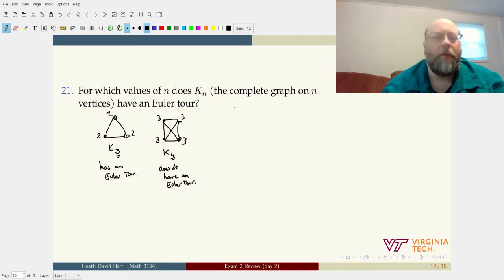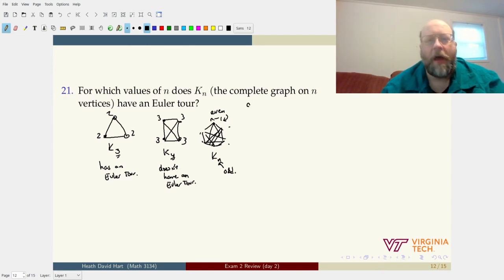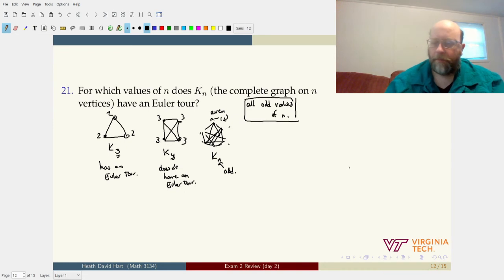And now I think you can see where we're going. Anytime I look at Kn, however many vertices I have, the degree is always n minus 1. And the degree has to be even in order to have an Euler tour, and so n has to be odd. And so the answer is all odd values of n. Okay.